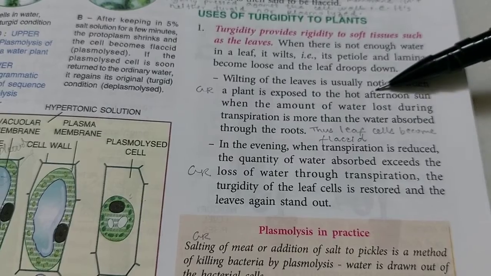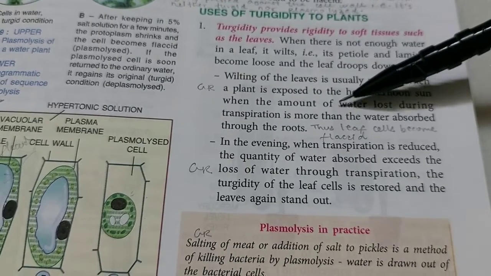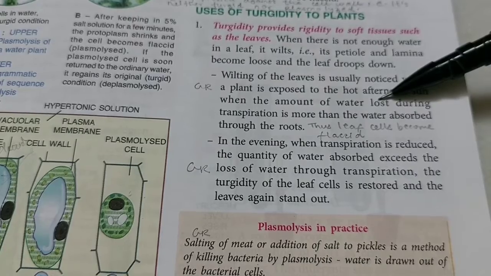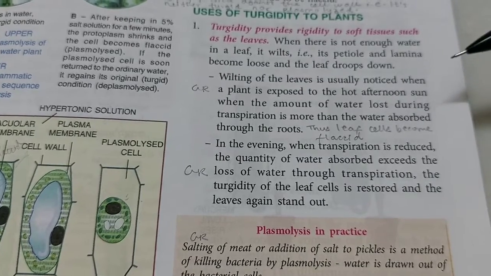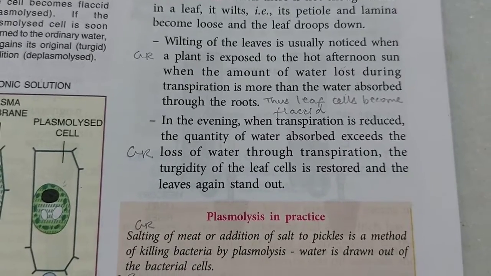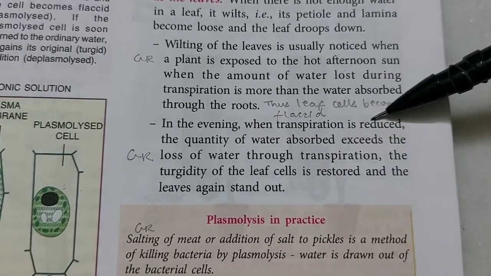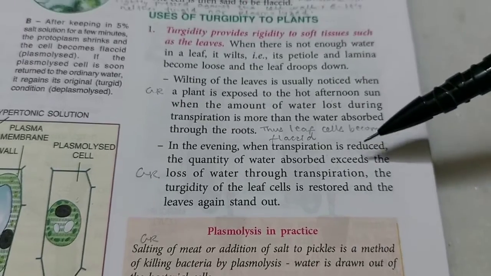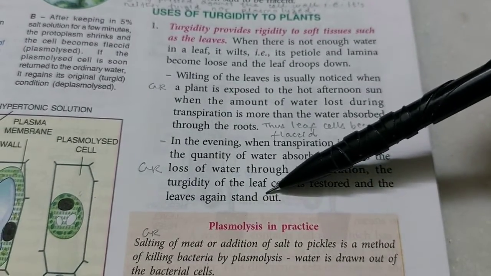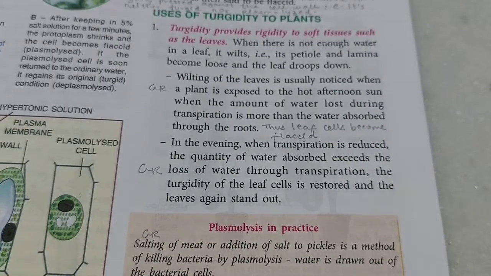So during a hot afternoon, when the rate of transpiration is much more than the rate of absorption of water, there is deficiency of water in the cells, so they become flaccid and the leaves droop. On the other hand, in the evening, the transpiration is reduced. Now a lot of water is absorbed, and so the leaf cells become turgid again, and the leaves again stand out.